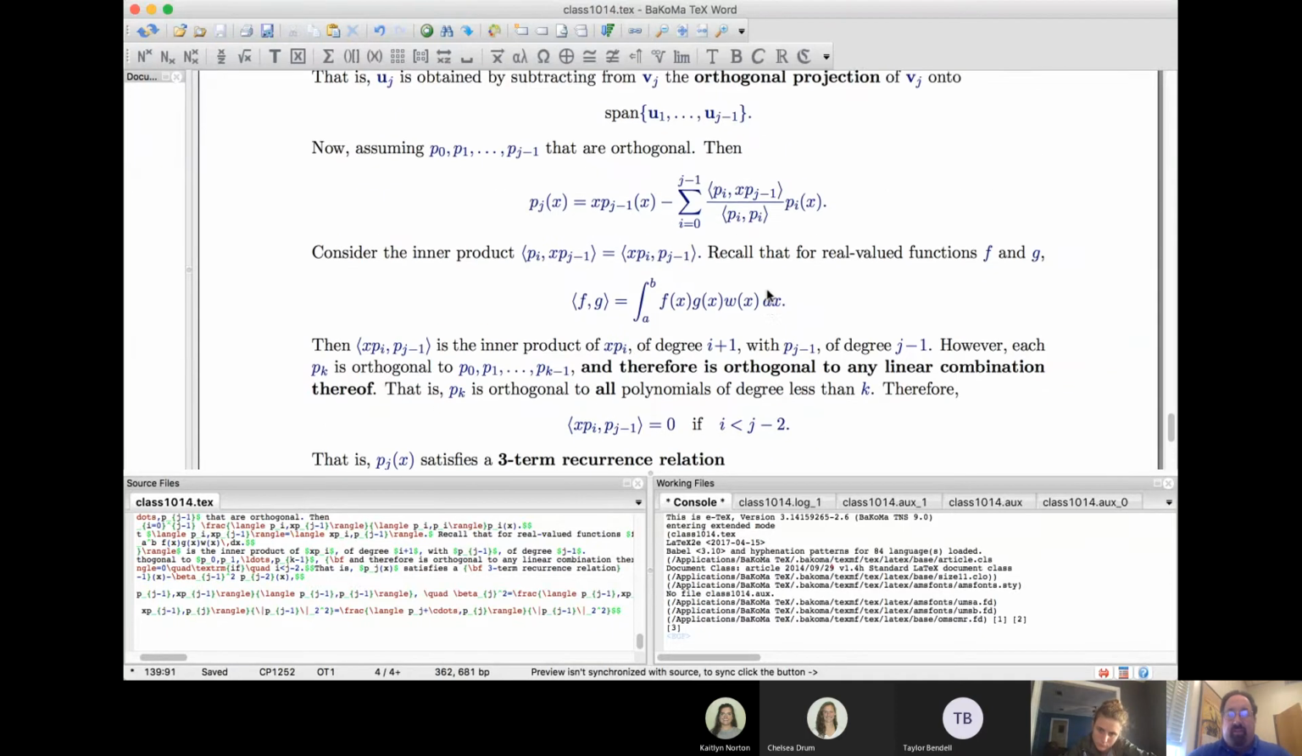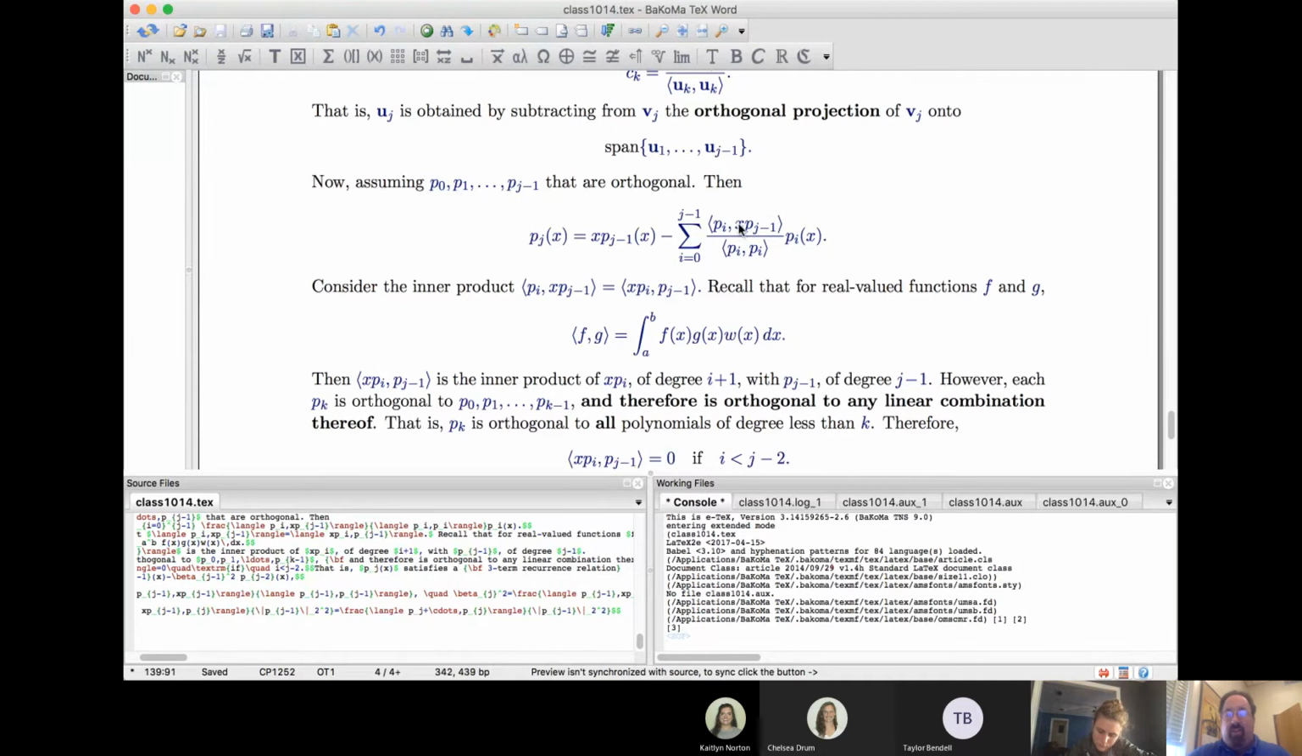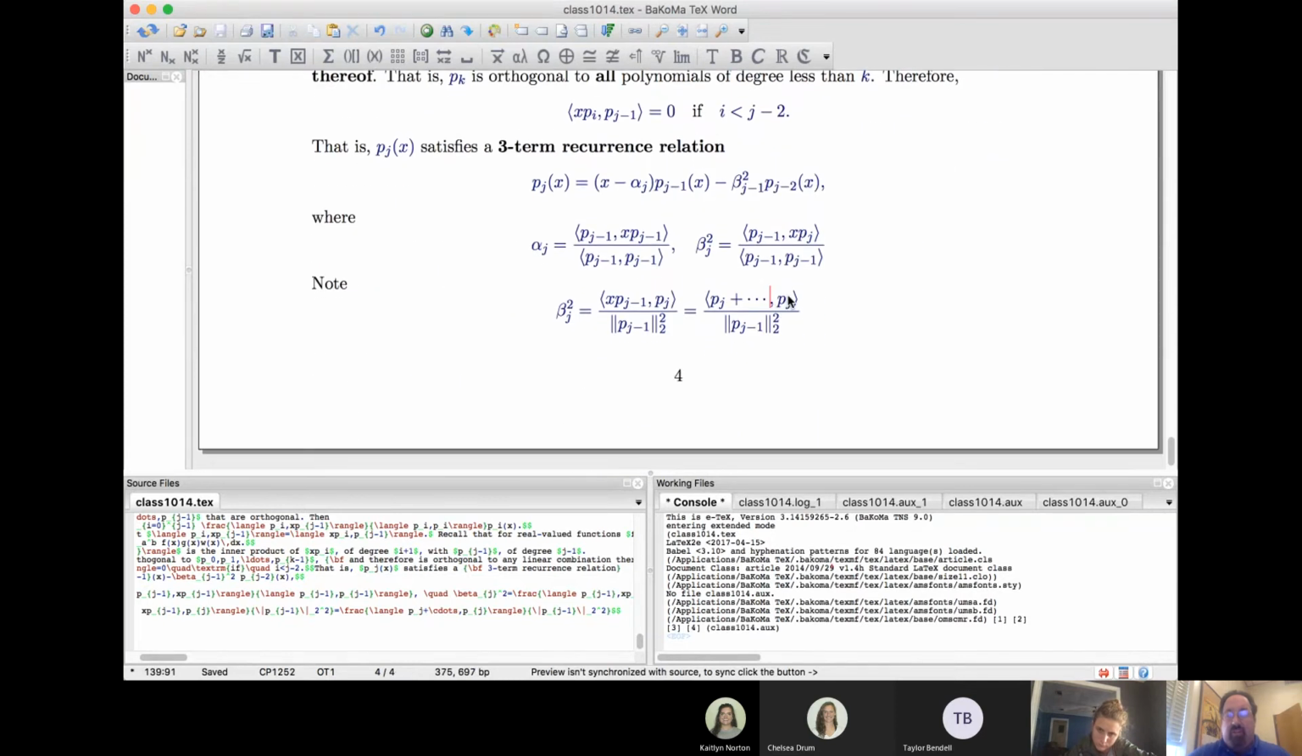But what about those other terms? Let's take a look. It's these. All of these are multiples of other p's of lesser degree. So p_j is going to be orthogonal to those other things anyway. So in fact, the inner product of p_j with those terms will be 0. So it makes no contribution. So really what we have is just that.